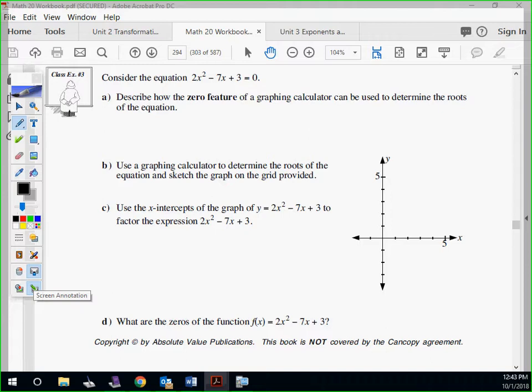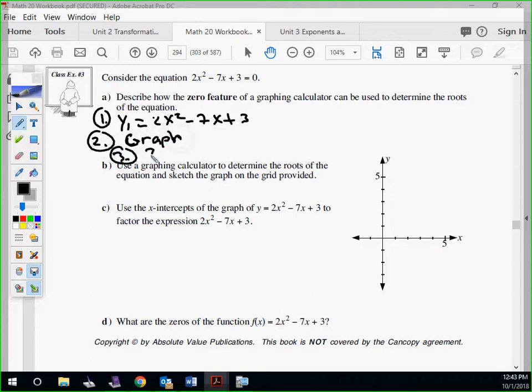So you take the equation. Step 1, put the equation in y1. Step 2, graph. Step 3, second trace, zero, is what you would do in order to find the zero of that function. Then just put a little note to yourself: need to do twice for 2 zeros.